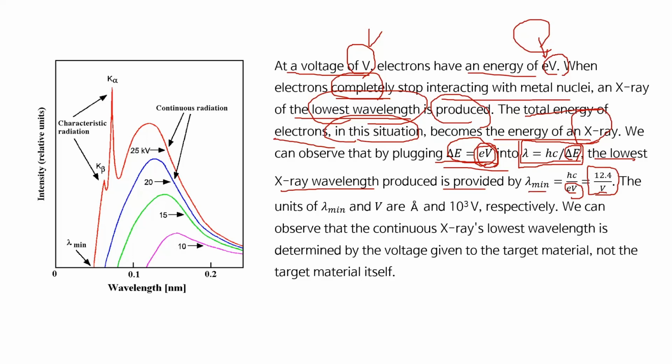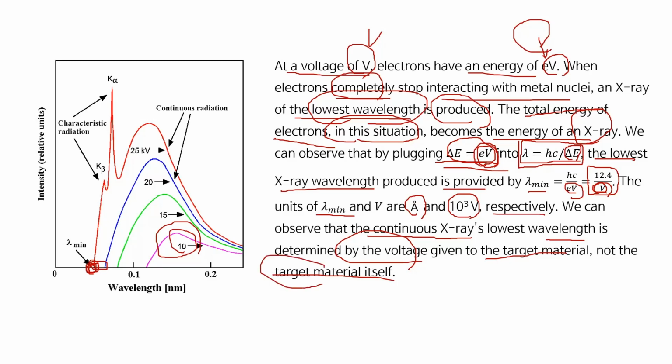Here, the unit of the wavelength lambda minimum is angstrom, and the unit of voltage V is 1000 volts. Okay. So we can observe that the continuous X-ray's lowest wavelength is determined by the voltage given to the target material, not the target material itself. So this lowest X-ray wavelength only depends on the voltage applied to the target metal, not on the target material.